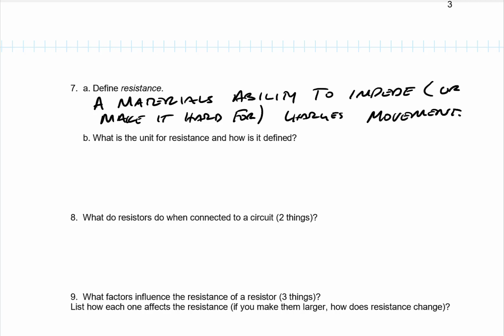What's the unit for resistance and how is it defined? Resistance is measured in ohms. So we have 1 ohm. If we look at Ohm's law, an ohm is defined as volts per amp. But really, if we want to look at resistance, resistance is the resistivity of an object, a material property, times the length divided by the area. If you're asked, that's probably what you need to go with.